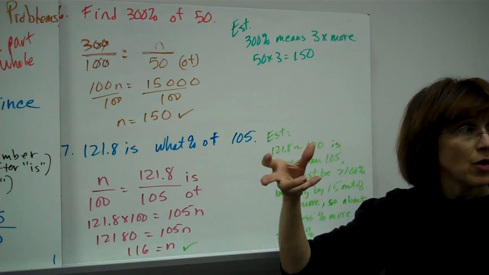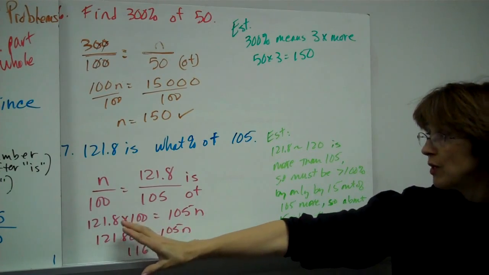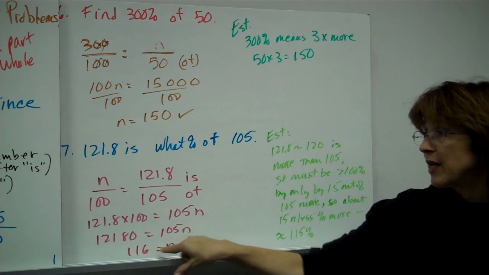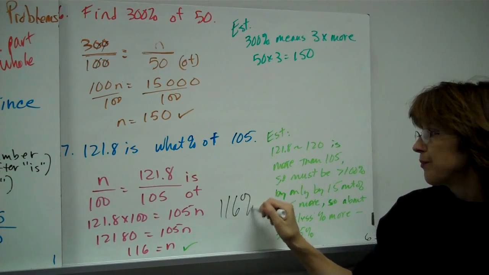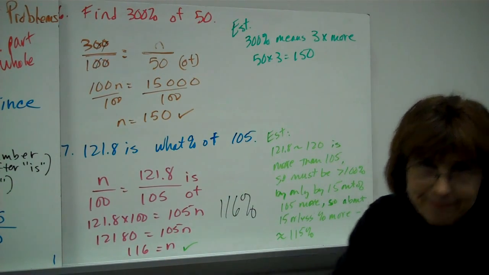Sometimes the part's going to be more than the whole. That's how you get bonus parts on tests. So you do the cross products and you get 116. So 116% would be your actual answer. Okay, we'll do more in class tomorrow.